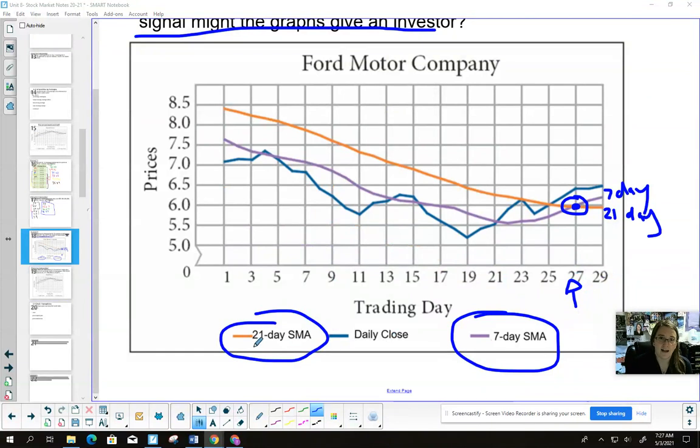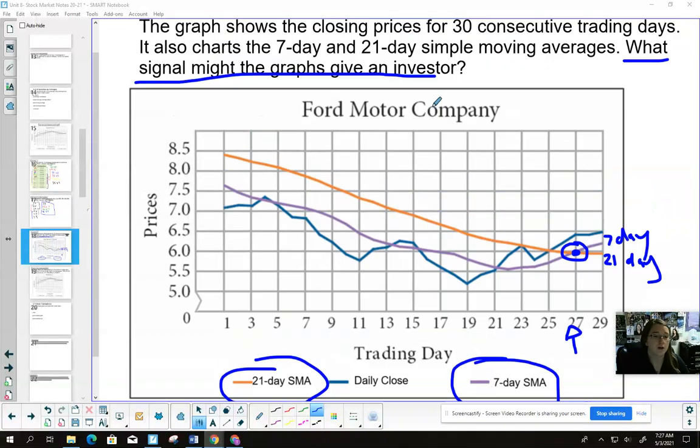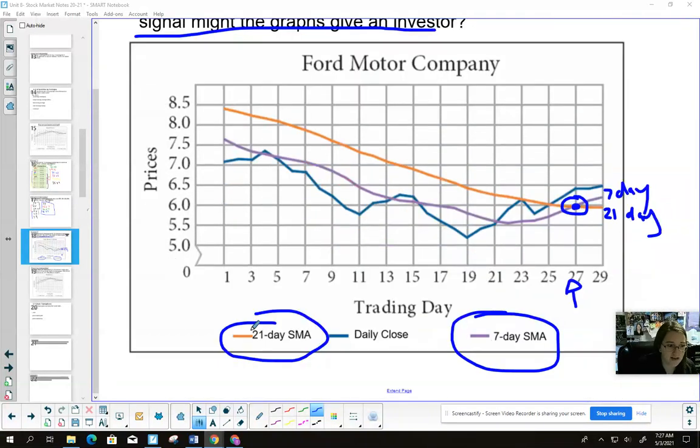The fast moving average has fewer days. Fast, fewer. The slow moving average has more days. That's because it's got a lot of data to go through, just like, whoa, it takes forever to get through all the data. Versus if I have fewer days, hey, now it's through an entirely new set of data. So between these two, the 7-day and the 21-day, which one would we consider the fast moving average? The 7-day, fast, fewer.